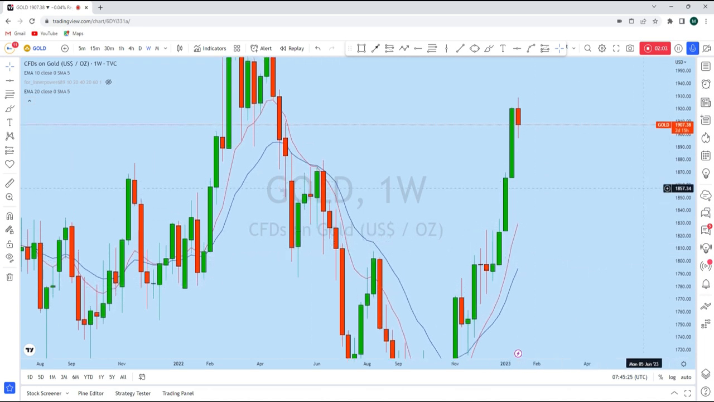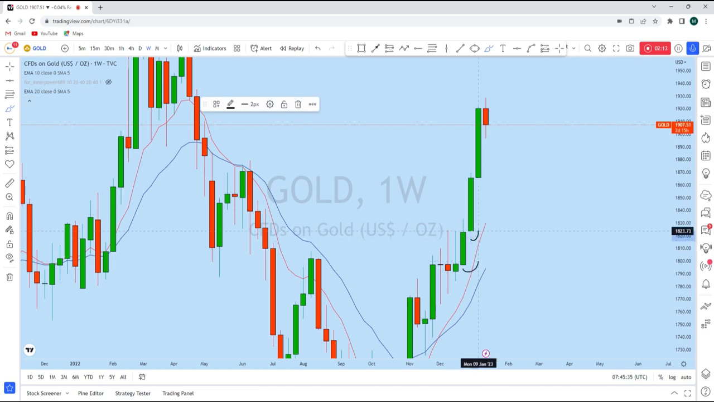Now if you look at the back to back 4 to 5 weeks candlestick pattern, we see that this zone is a sign of a strong bullish move on gold. If you closely look at the lower part of this weekly candle, we see there is no wick. That's the sign of very strong buying pressure in this market.